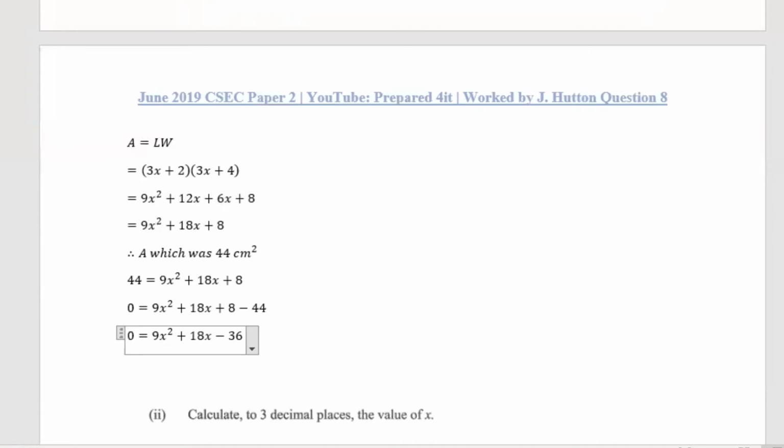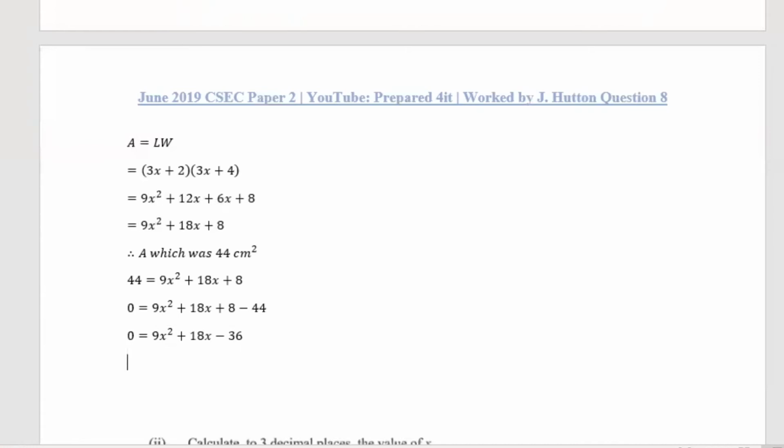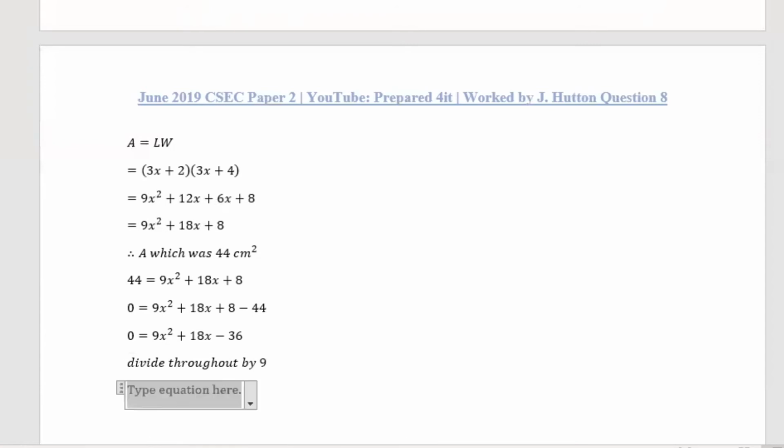From this, what we can see is that all terms have a common factor, which is 9. So what we can do to simplify is divide throughout by 9. And what we'll get is 0 is equal to x squared, as 9x squared divided by 9 leaves x squared, plus 18x divided by 9 leaves 2x, and 36 divided by 9 leaves 4. So therefore, 0 is equal to x squared plus 2x minus 4.